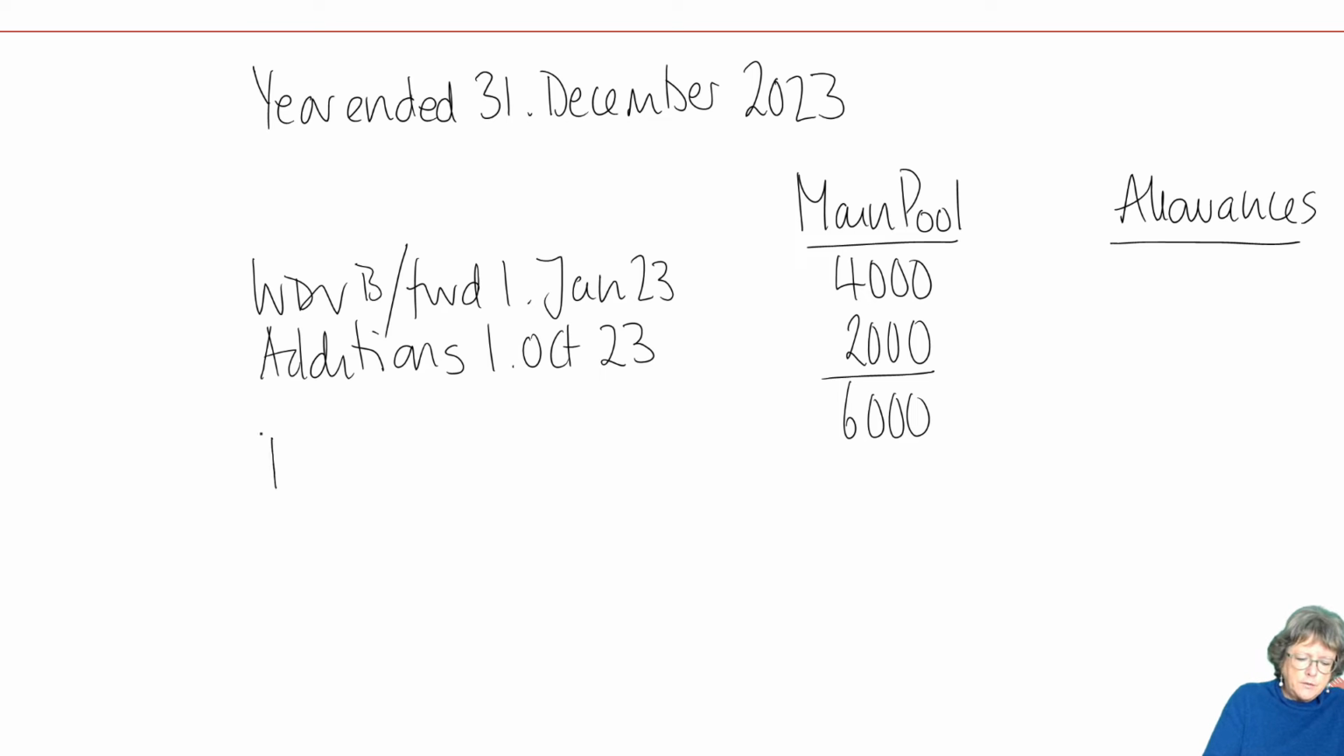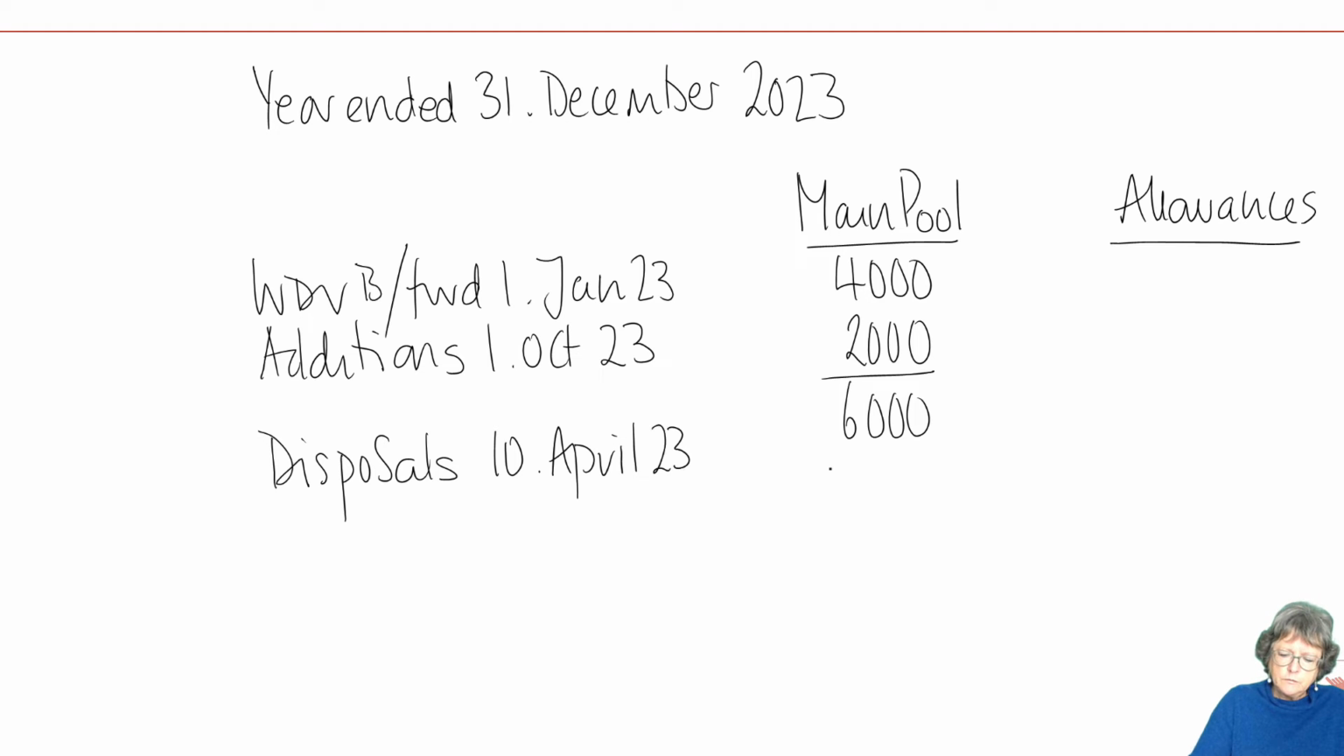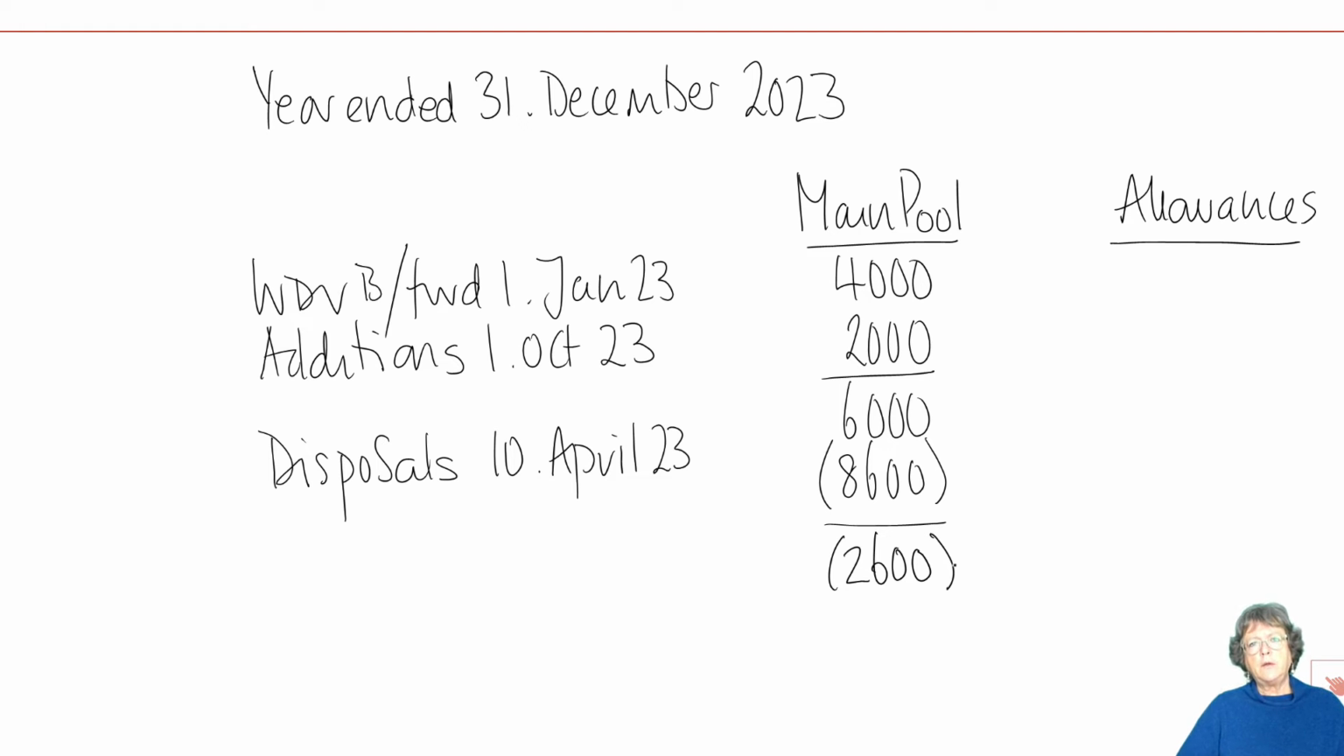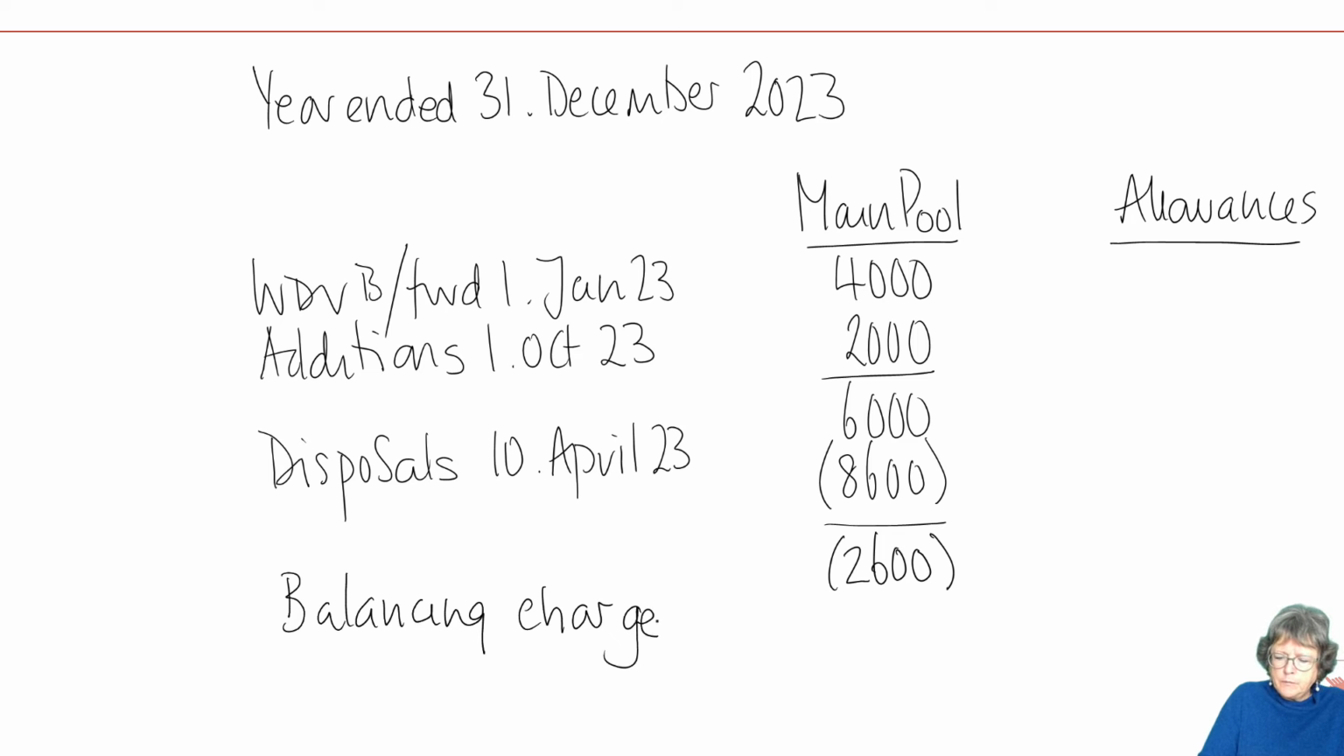Then you do your disposals. And you'll notice I'm putting all the dates in as well, just to make sure that I know what I'm doing and that I've got everything. So we've overclaimed by £2,600 over the life of this pool of assets, which means there will be a balancing charge, to bring everything down to nil.